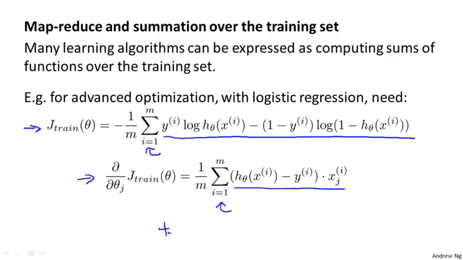This corresponds to adding up those temp i or the temp ij variables, which were computed locally on machine number i. And so the centralized server can sum these things up and get the overall cost function and get the overall partial derivative term, which it can then pass to the advanced optimization algorithm. So more broadly, by taking other learning algorithms and expressing them in sort of summation form, or by expressing them in terms of computing sums of functions over the training set, you can use the MapReduce technique to parallelize other learning algorithms as well and scale them to very large training sets.